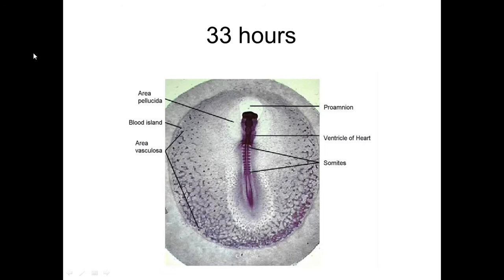So furthermore, in the 33-hour stage embryo, we can see the development of blood islands situated in the area vasculosa. These blood islands are aggregates of mesoderm cells that actually will give rise to blood vessels and blood cells.